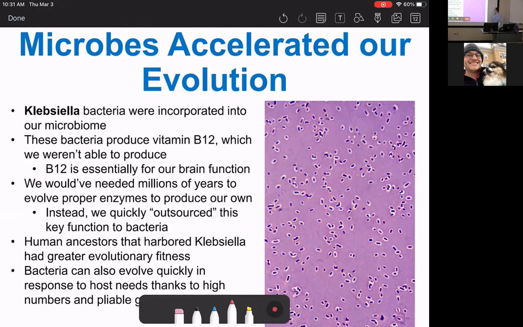B12 is something that we need, something that our mammal brain needs more than any other mammal brain does. We can't produce it, sadly. There's a bacteria that can. Think about how many millions of years it would have taken to, quote unquote, even evolve a B12 gene, but instead we sort of outsourced it. Suddenly somebody had a bacteria in their microbiome that was pumping B12 and they had some sort of advantage.